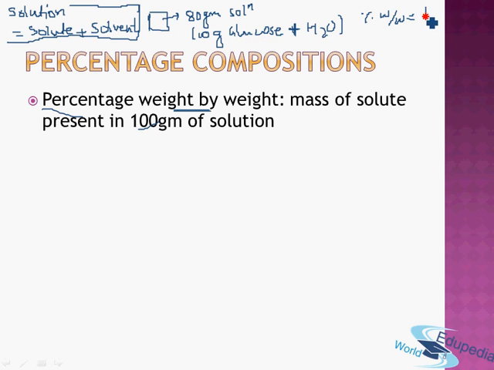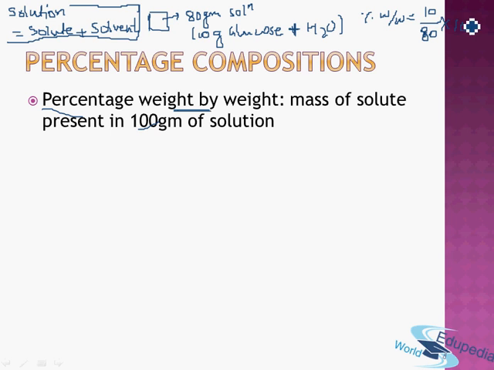So I have 10 gram solute in 80 gram of solution. Alright, that is, I have 10 gram solute with respect to 80 gram of solution. Okay, so this gives me the fraction, but I have to calculate percentage. So we multiply it with 100. 10 by 80 multiplied with 100. That is why I wrote here mass of solute present in 100 gram of solution.